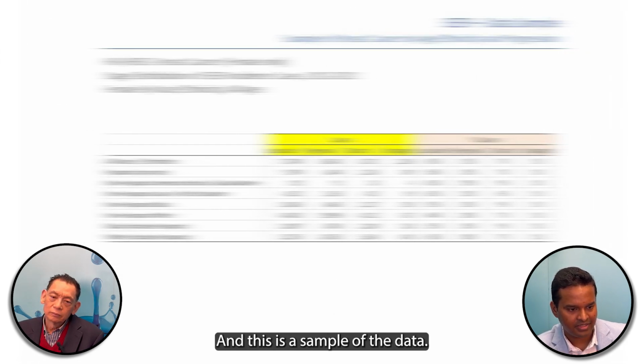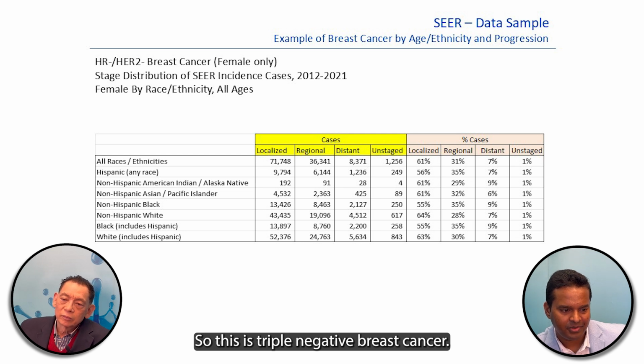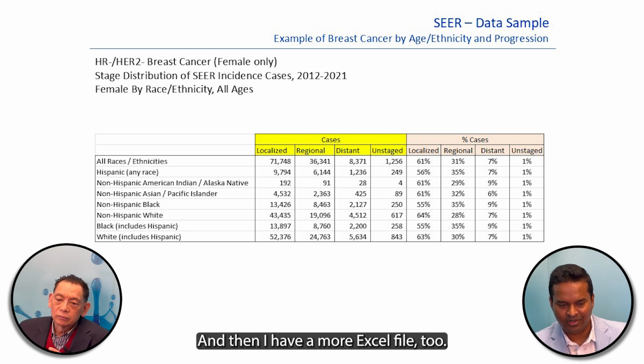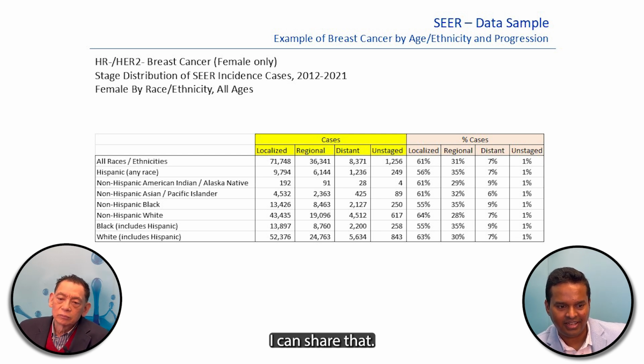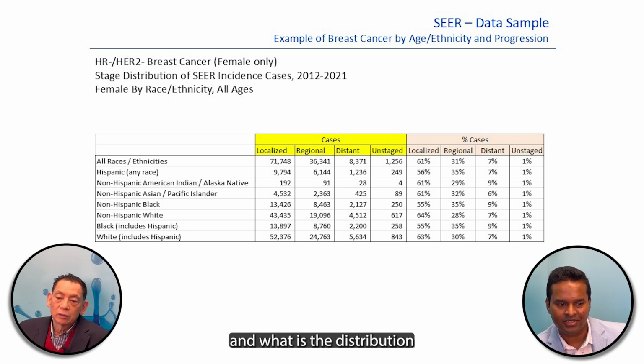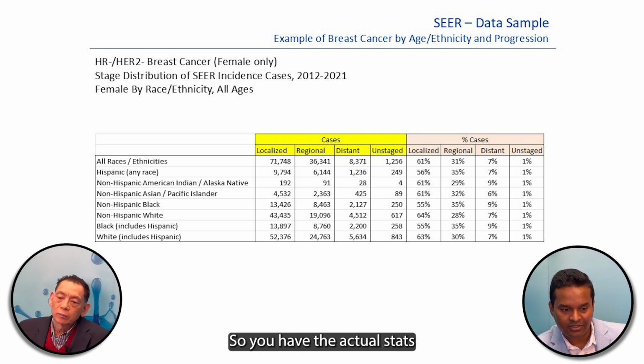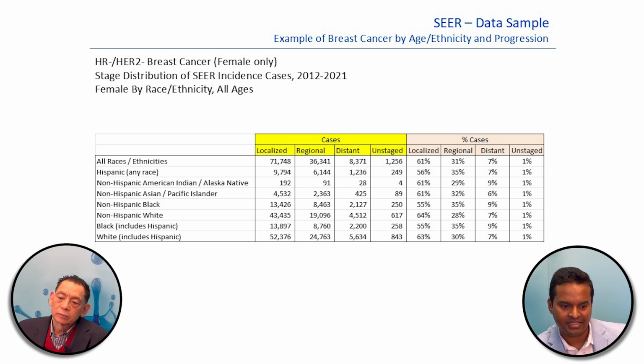Yeah. And this is a sample of the data. So what are we looking at here? This is a triple negative breast cancer. Okay. And then I have a more detailed Excel file too. I can share that. We just separated by the stage of cancer, and what is the distribution, and also by ethnicity. That's pretty cool. So you have the actual stats and also the percentages.